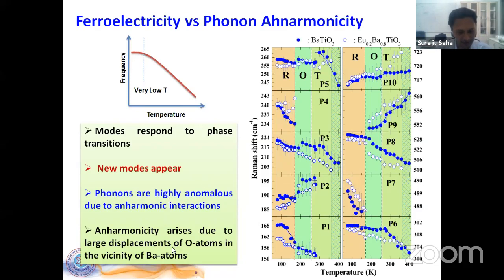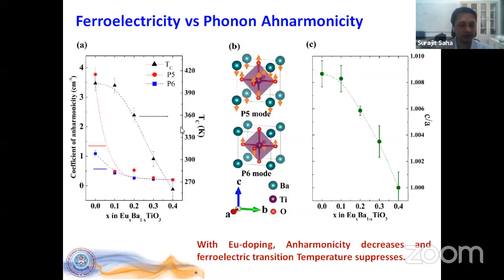And that is basically because the oxygen vibrations that give rise to these phonons have a larger displacement, which are in association with barium atoms. And we find that the anharmonicity drastically drops as the ferroelectric transition temperature also drops as the europium is increased in the system. And this we have published in Physical Review Materials.